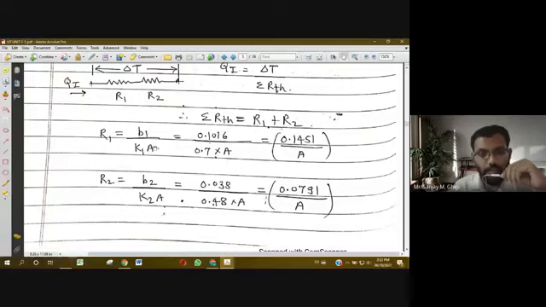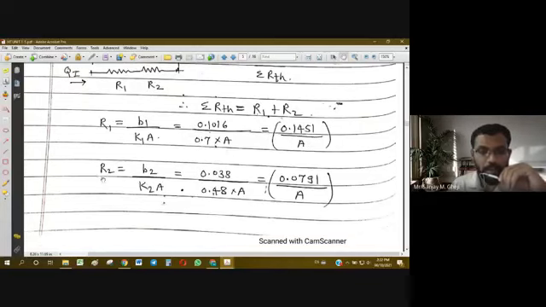Area is not given. Let us keep this area as it is. Let us not put any value. Let's just treat it as an unknown variable. So this only evaluated this ratio, and we get 0.1451 divided by A.